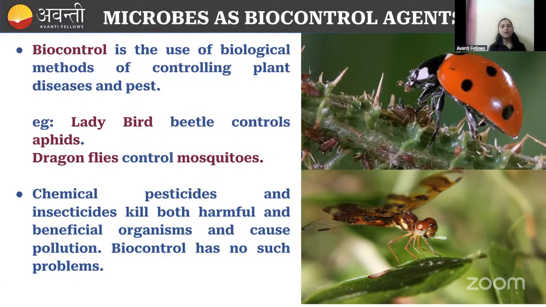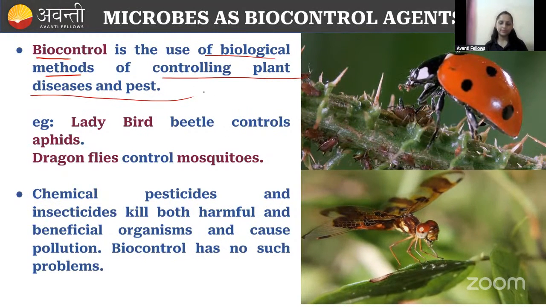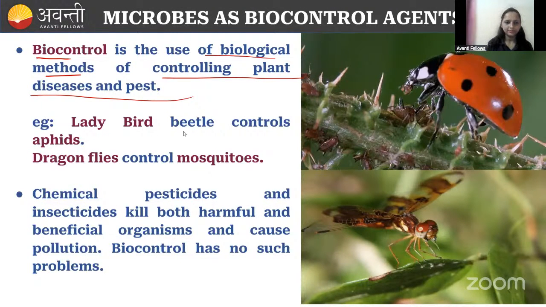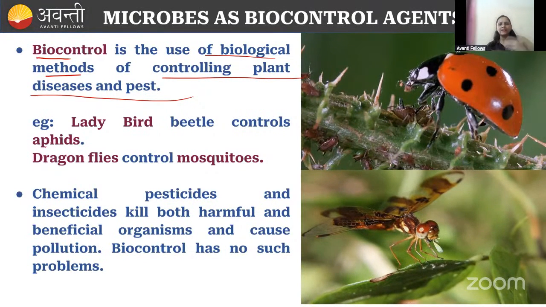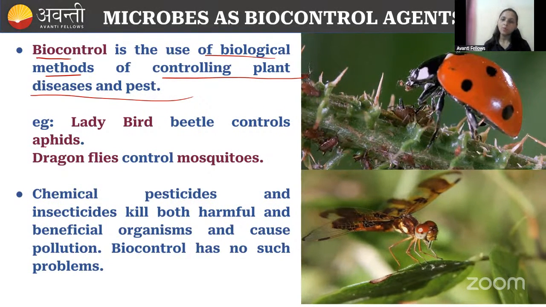Okay, so biocontrol agent. Biocontrol is the use of biological methods of controlling plant disease and pests. For example, if you have a farm, aphids will be there. Now aphids come to your farm and start eating everything in your farm. Okay. So now there is an option for you.